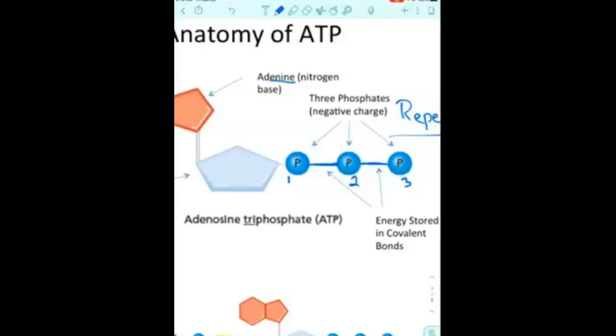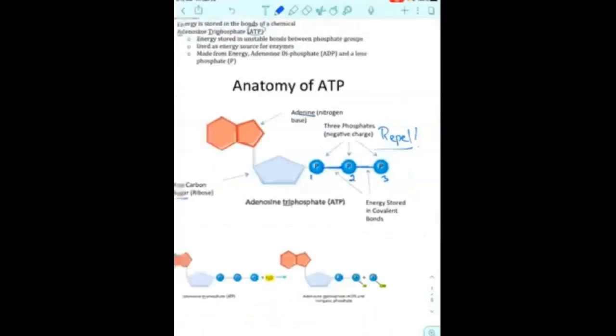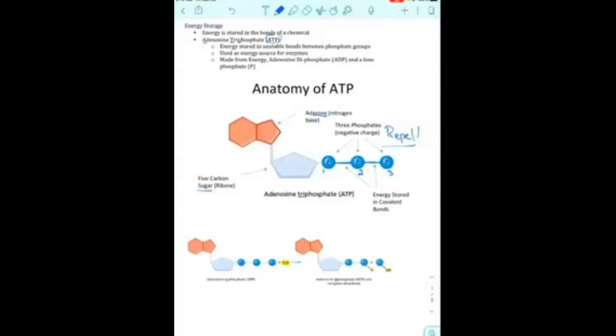Those bonds are holding back a tremendous amount of force. Those phosphate groups want to fly apart like a bullet from the gun. They just want to go bing, shoot apart. But those bonds are holding back all of that energy. So this is an unstable molecule.